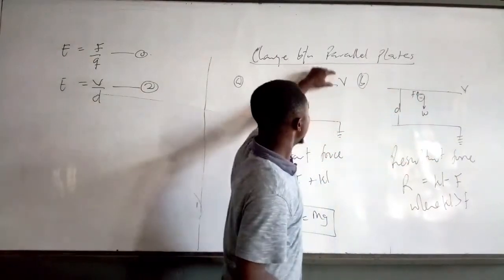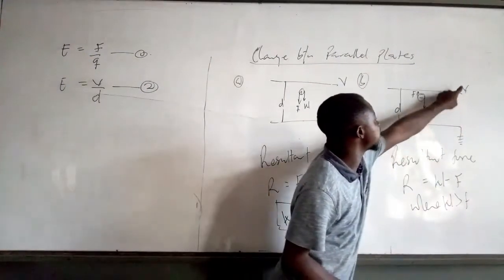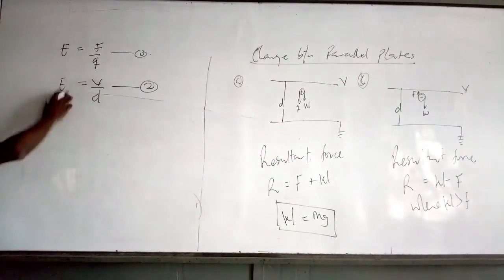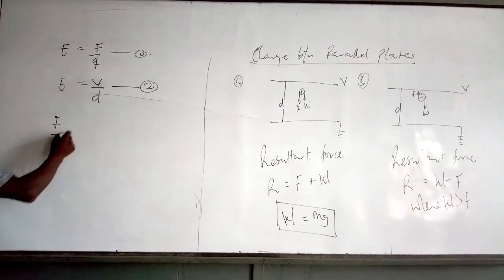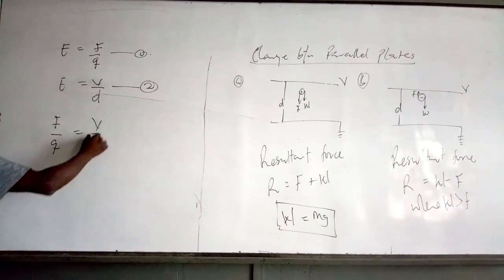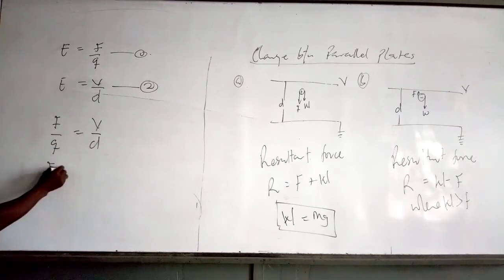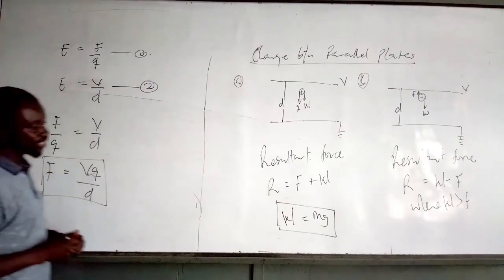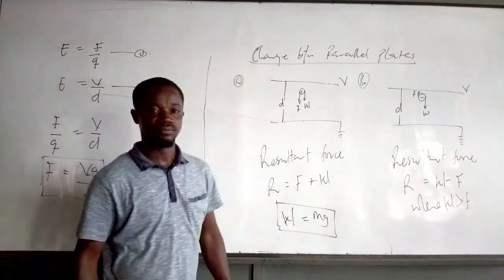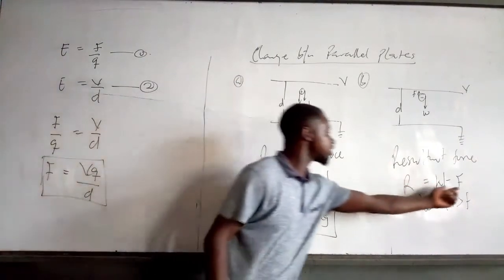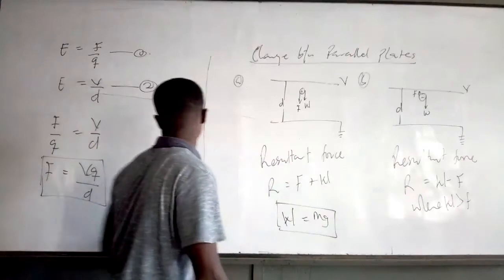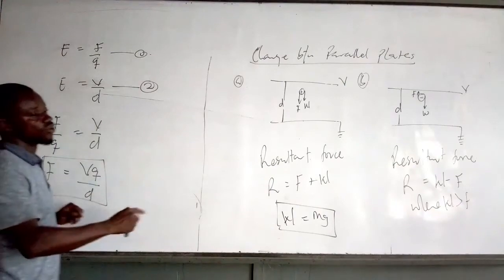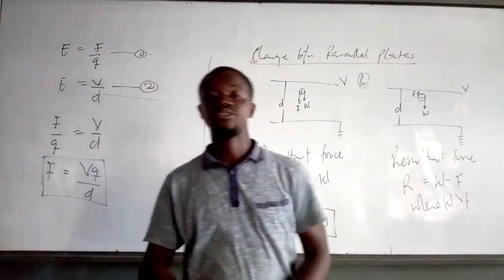But the potential here is 0, so the potential difference is just the voltage across the upper plate. Good. So when we combine these two equations, we can see that F over Q is equal to V over D. Therefore, the electrostatic force F is equal to VQ over D. This is how we determine this quantity F, so that we can then put it inside this equation to determine the resultant force on a charge placed in an electric field.